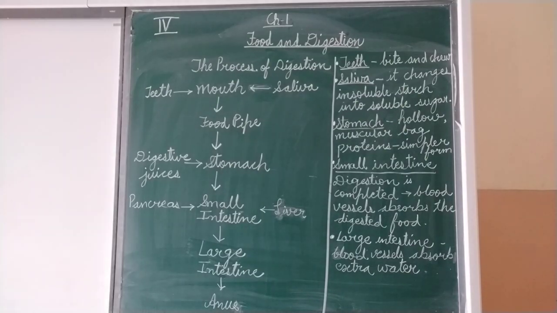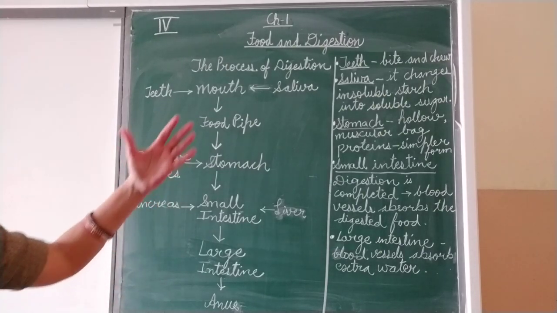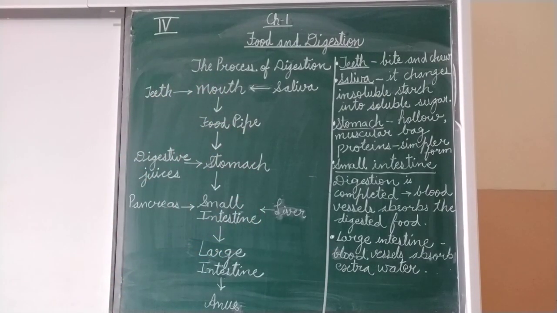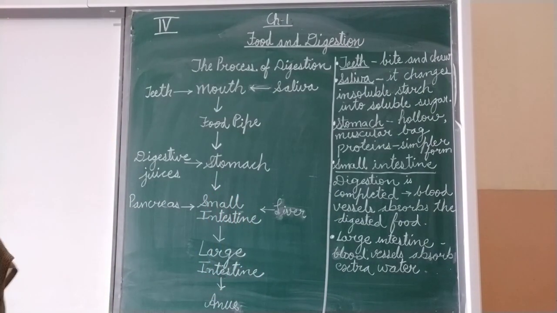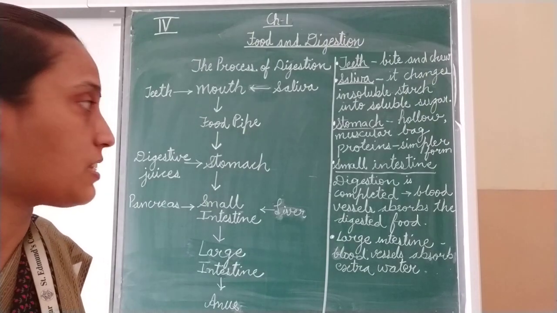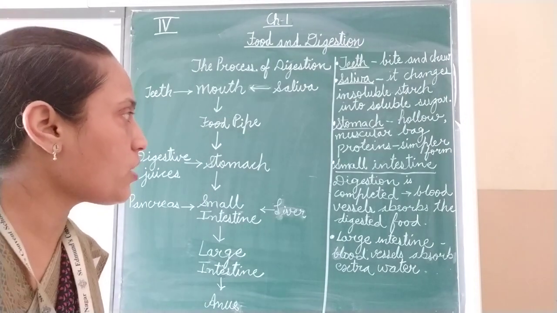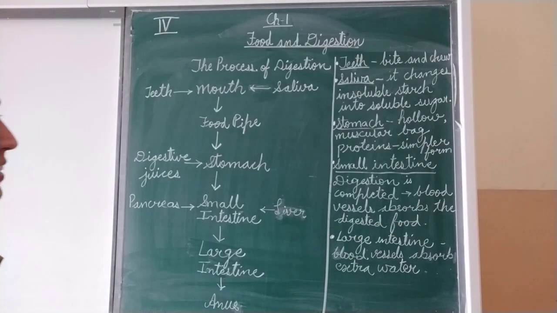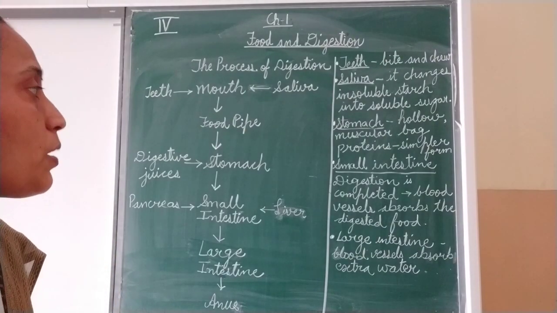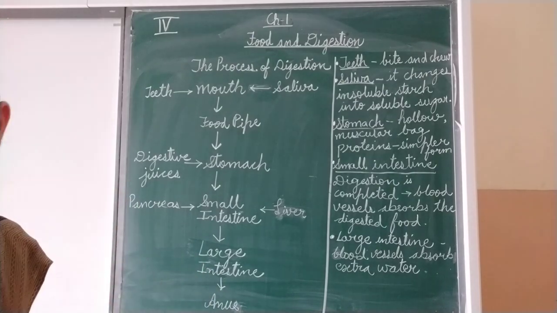Then the food is pushed down into the stomach with the help of the food pipe. Our stomach is a hollow muscular bag. In that, our food is churned and the digestive juices in the stomach break down the proteins into simpler form. So in the stomach, the breaking down of proteins occurs. Then when it is completed, this food is passed into the small intestine.